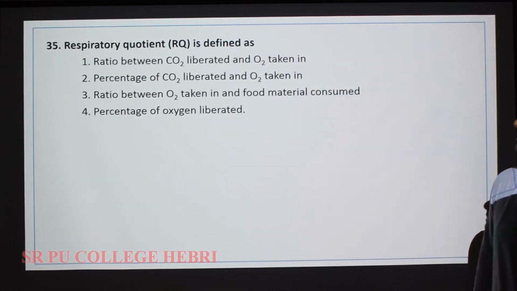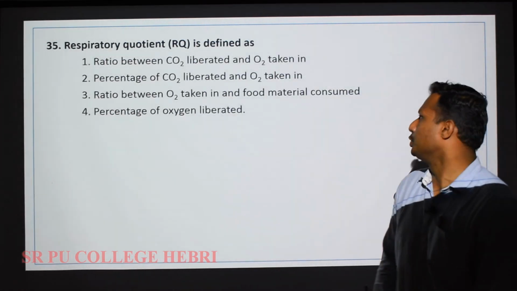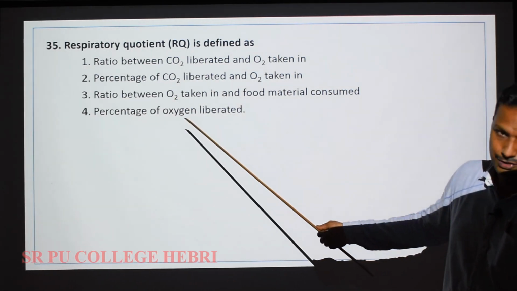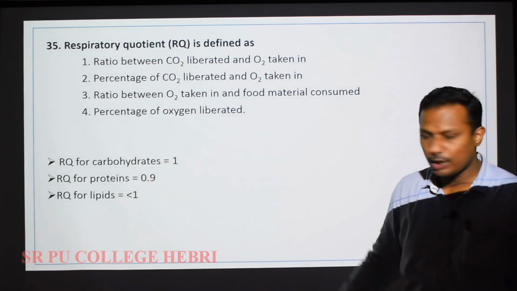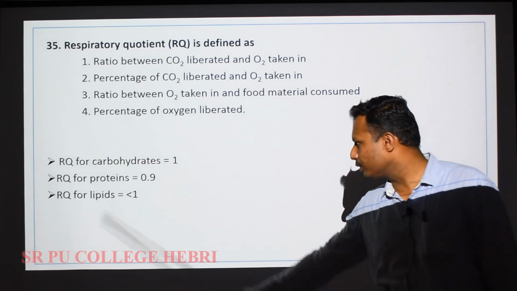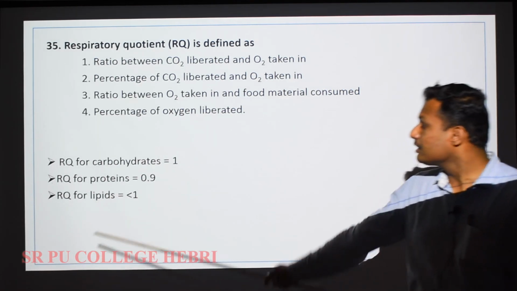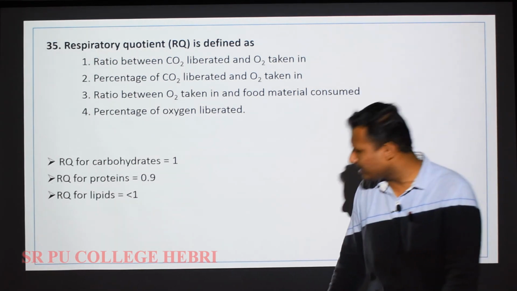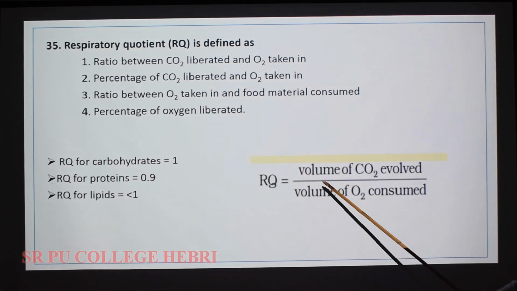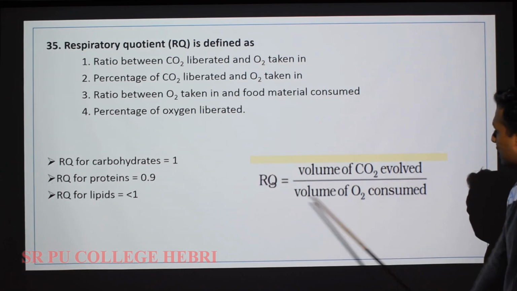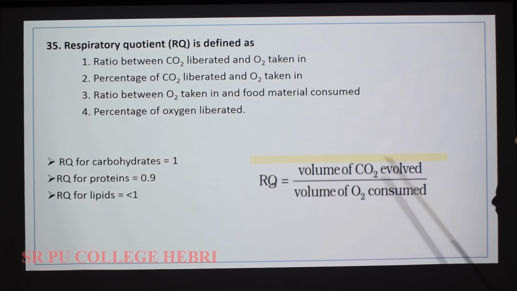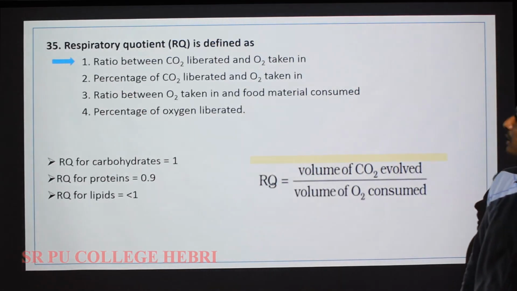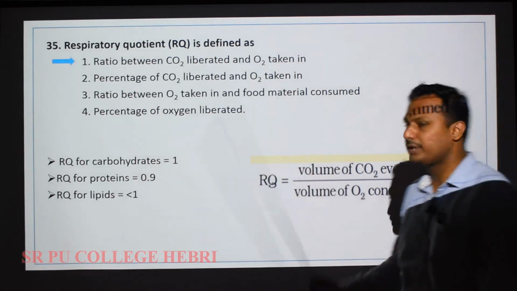35th one: respiratory quotient RQ is defined as what? RQ means what? So you have understood RQ for different biomolecules. For carbohydrates it will be 1 anta gottide, for proteins it will be 0.9. So RQ for lipids will be always less than 1. Approximately you can consider 0.7 anta helbodu. RQ is nothing but the volume of CO2 evolved divided by the volume of O2 consumed. So the answer is this one, the ratio between CO2 liberated and O2 taken.